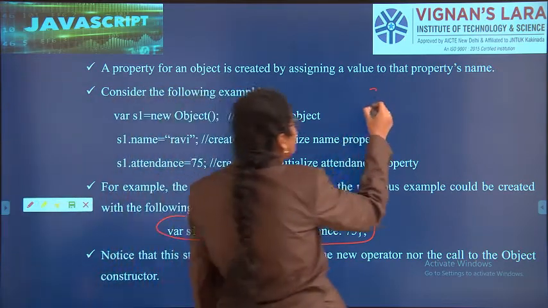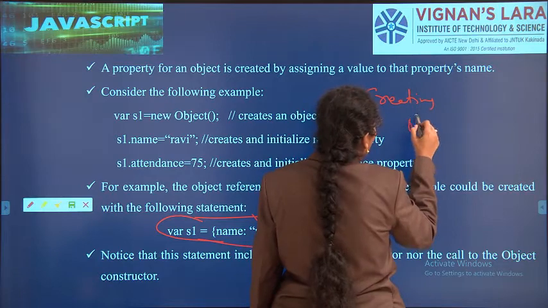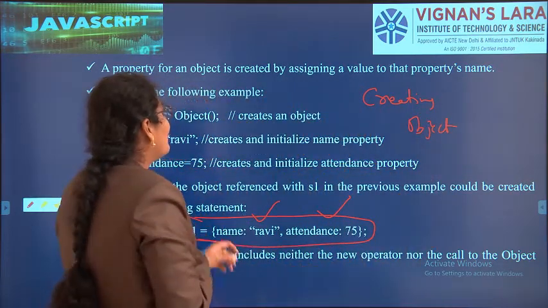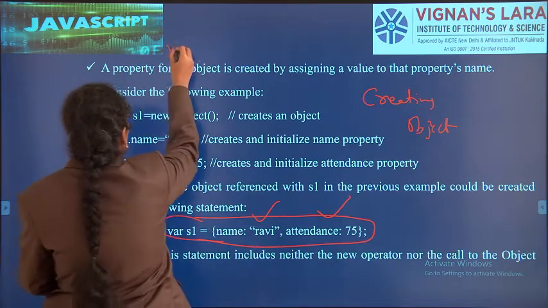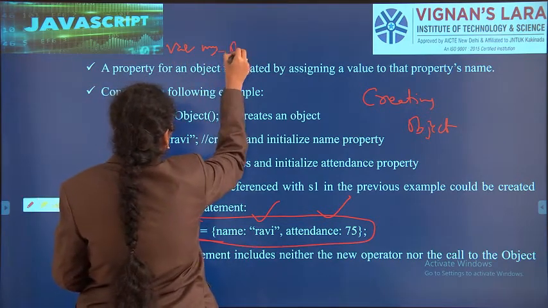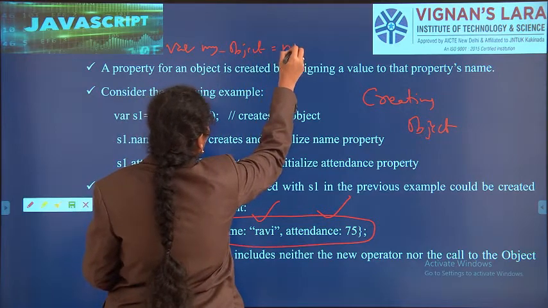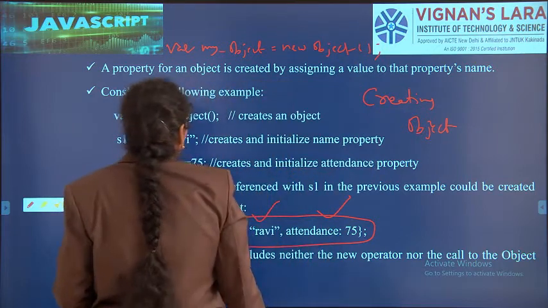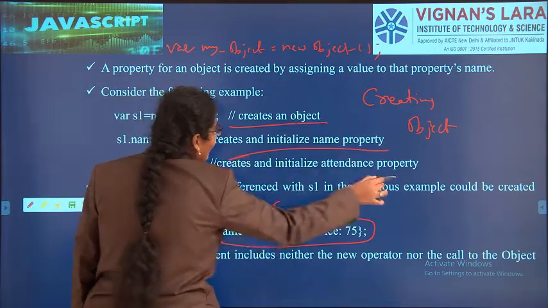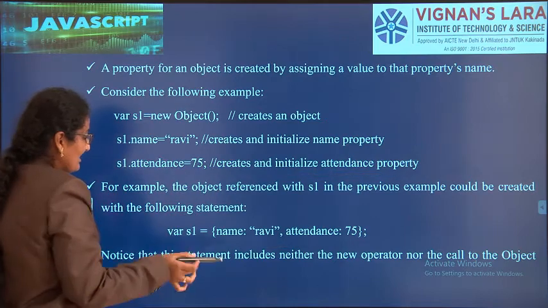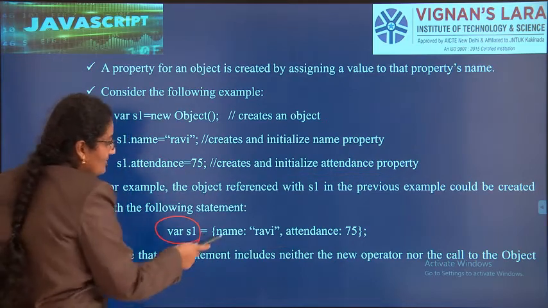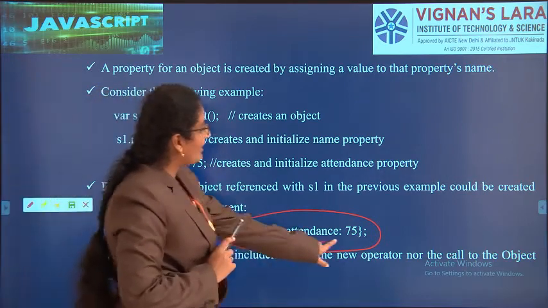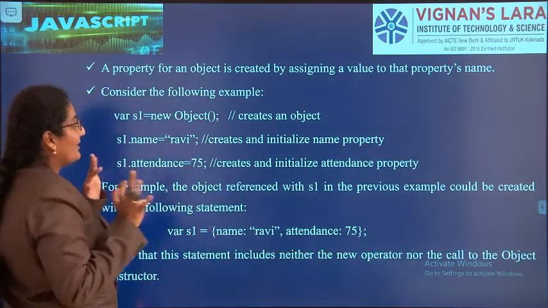My main intention is creating objects. Why am I creating objects? Because these are user defined objects. What is the syntax we have for a user defined object? var myObject = new Object. This is the syntax we have. According to this syntax, first we can create the object and then initialize the properties. Otherwise, at the same time, we can create the object and initialize properties also, like var S1 = {name: Ravi, attendance: 75}. This is about creating an object.